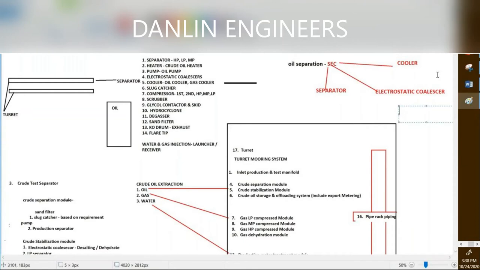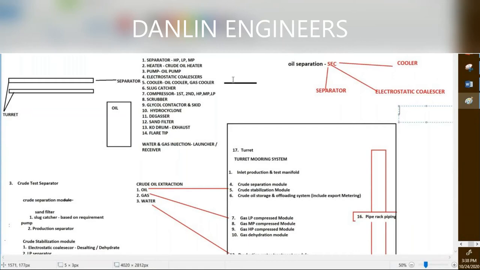If any question arises about what oil separation is, we can tell in a short way there are three main equipments that come into the picture: separator, electrostatic collider and cooler. That is called SEC. We can name it that way for memorizing. So in future, after 5 to 10 years, if anyone asks, we tell them the three equipments: separator, electrostatic collider, cooler, that is SEC.